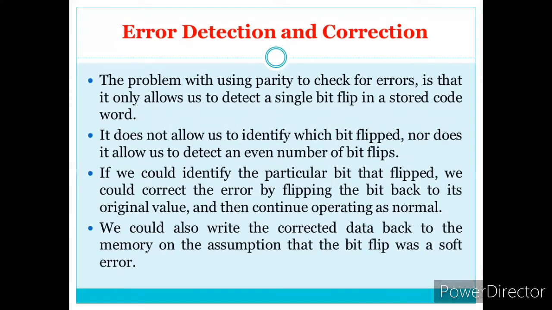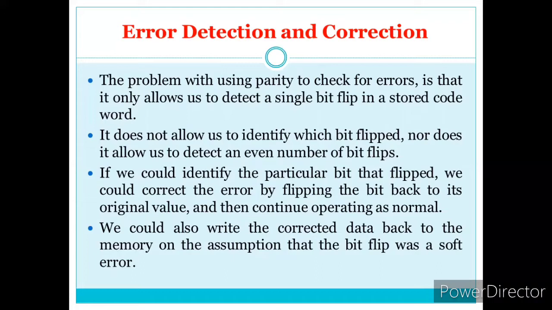The problem with using parity to check for errors is that it only allows us to detect a single bit flip in a stored word. So the parity bit check can detect only a single bit error in the stored code word in the memory. Stored code word means whatever information is stored in the memory. It does not allow us to identify which bit, nor does it allow us to detect an even number of bit flips. So it just identifies, but it doesn't resolve the problem.